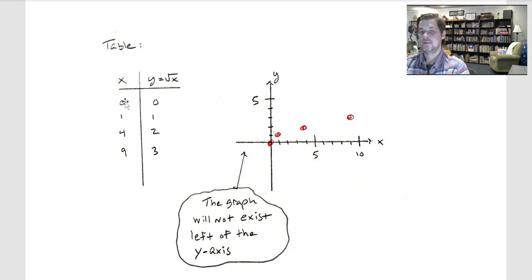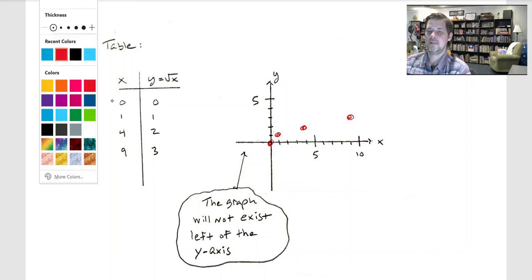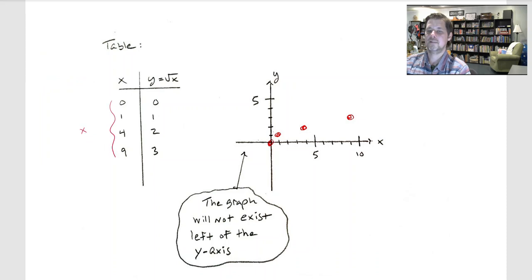Okay, so here goes. I've got my domain, my restriction is expressed. This formula is such that you can only plug in positive numbers or 0 into it. So I started with 0, then I've got positive numbers going out that way. Okay, so 0 plugs in, square root of 0 is 0, 1, square root of 1 is 1, 4, square root of 4 is 2, 9, square root of 9 is 3. I could keep going. Maybe the next sensible number would be 16 and so on. But this is probably enough.